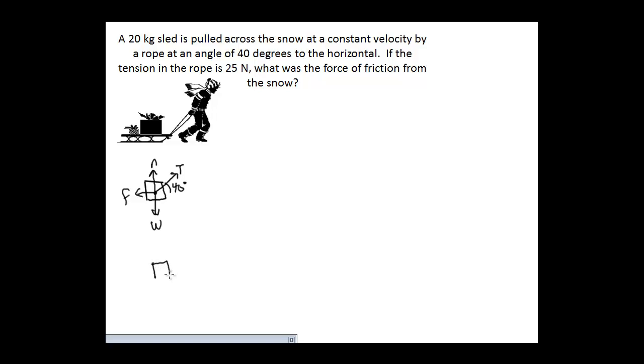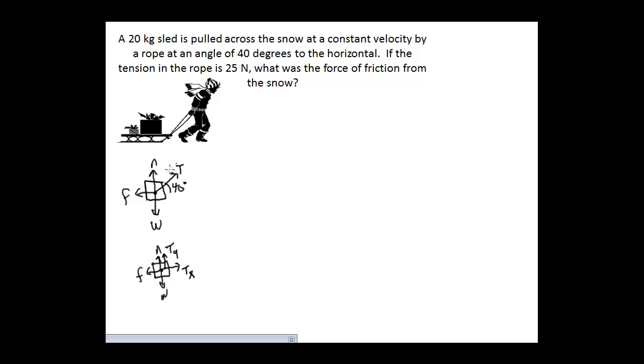So now we have the sled and the weight and the normal. Now, instead of this diagonal, which looks like it's going right and up, let's replace it with a right, let's call that Tx, and an up, which is referred to as Ty. And so now we see that all the forces are on either the x or the y-axis.